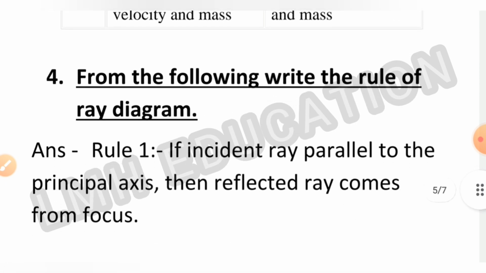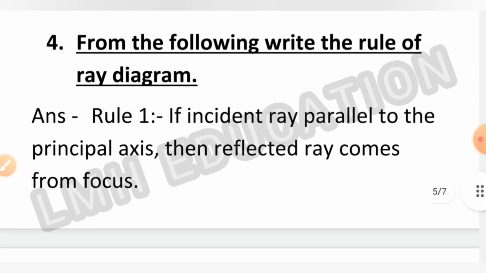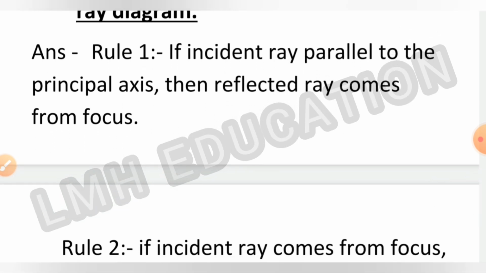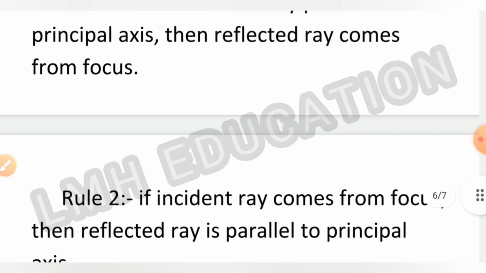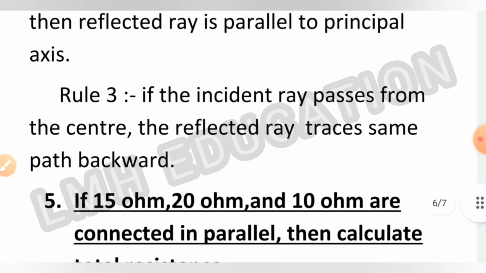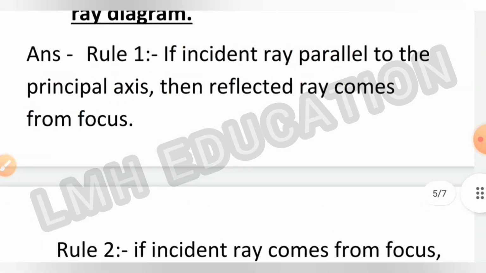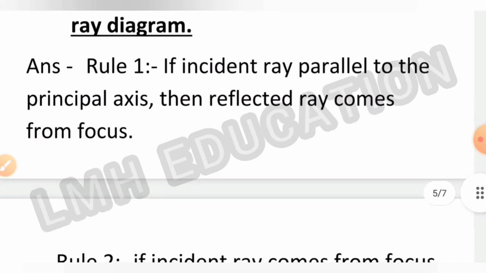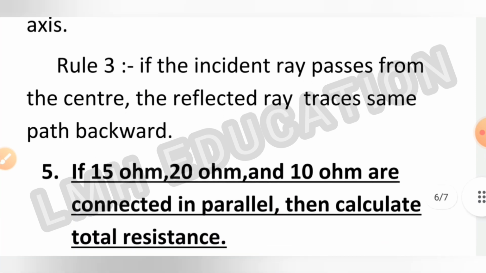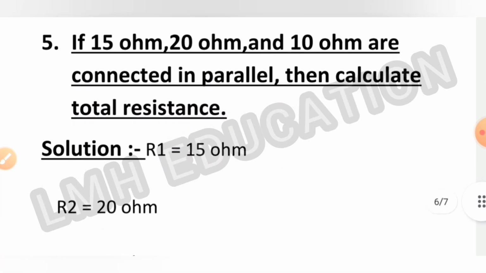Next one is question number 4. From the following, write the rules of ray diagram. So the 3 rules. Rule 1 is, if the incident ray is parallel to the principal axis, then the reflected ray passes through the focus. Rule 2 is, if the incident ray comes from the focus, the reflected ray is parallel to the principal axis. And rule 3 is, if the incident ray passes through the center, the reflected ray traces the same path backward. So in this way, this answer is also completed, in which you have to write the rules of the ray diagram.